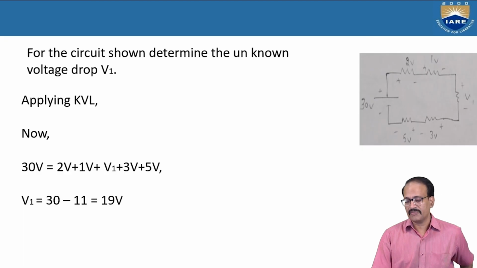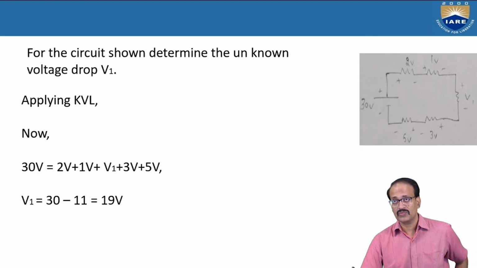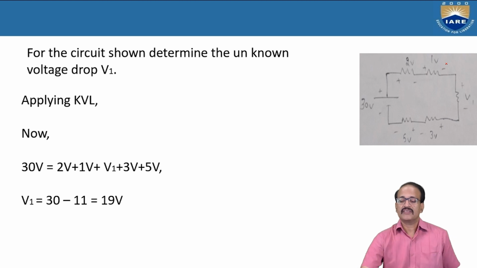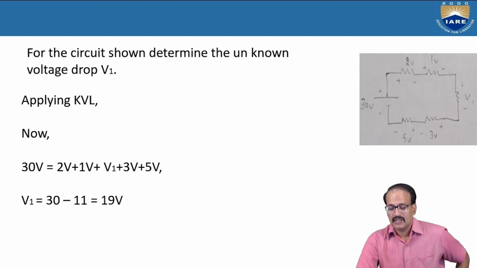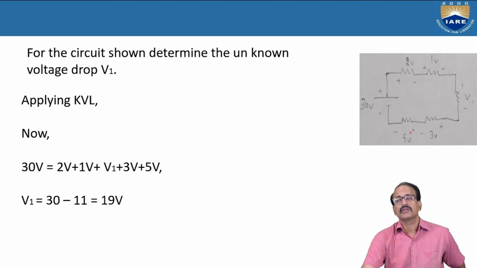So what is he asking? He has given the source, a sending voltage, and different voltages. He has given that the voltage at this resistor is 2 volts, at this resistor is 1 volt, at this resistor is V1, an unknown voltage here. Here also some voltage will be there. This is an unknown voltage and 3 volts. Here the voltage at this resistor is 3 volts and the voltage at this resistor is 5 volts.